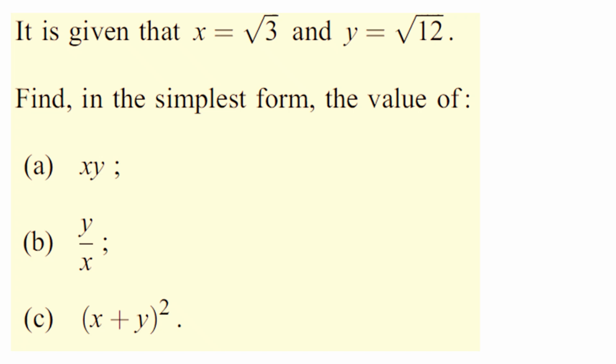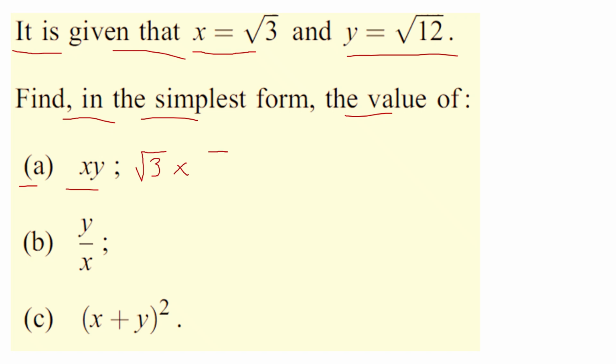Okay, in this Surds question, we are told that x is equal to root 3 and y is equal to root 12. Find in simplest form the value of part A, xy. So xy means x times y. So you have root 3 and I'm multiplying it by root 12.